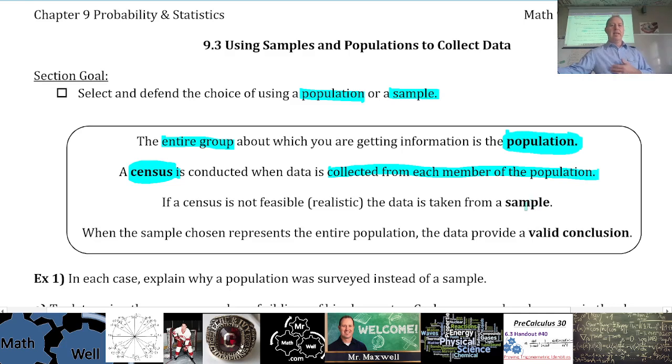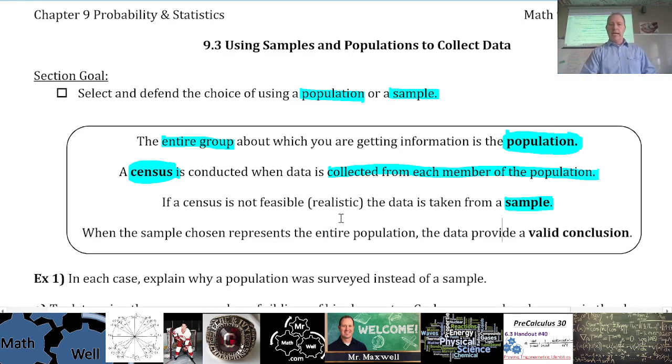Okay, a sample. What is a sample here? If a census, or examining or polling the entire population, is not feasible, and that's a big word there, feasible means realistic or able to be done reasonably, then data is taken from a sample. Okay, so I guess there's not a real good definition really of a sample, but a sample is a portion of the population. So it's just a portion, and I think you guys know what the word sample means.